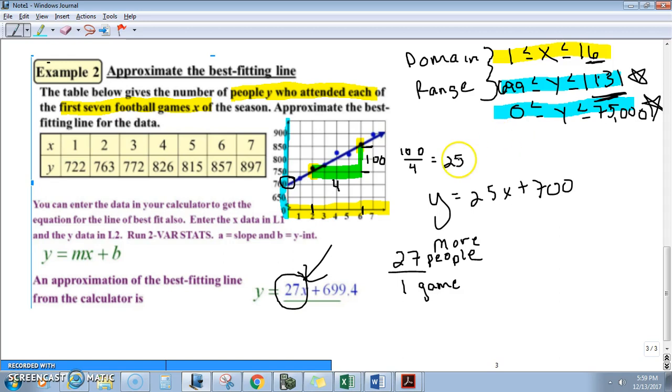Oh, and then the last question is just doing some solving, which we already did, so I'm sure you can do that. So, on the 8th game, how many people will show up, or vice versa?